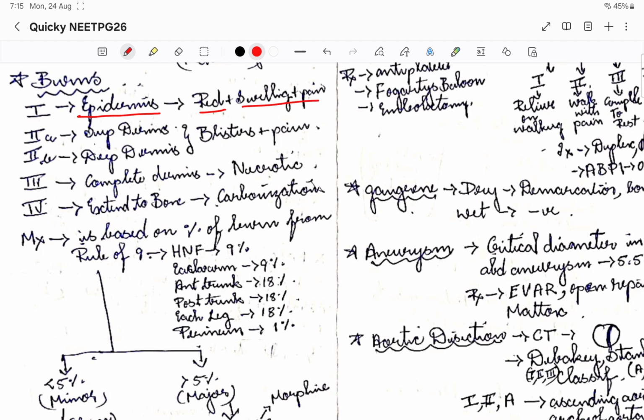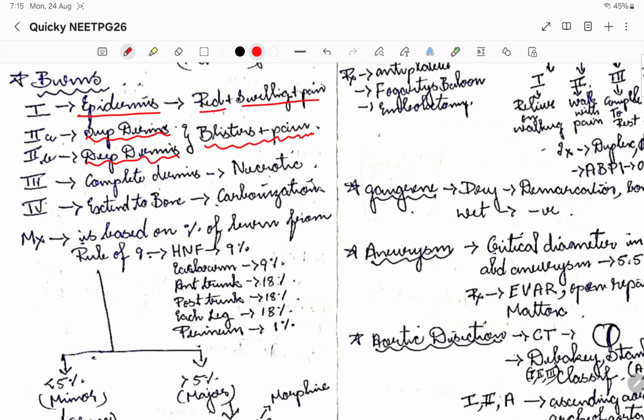first degree burn. Okay, then moving on to second degree burn, it is the superficial dermis and deep dermis that are involved. So it is quite a little larger than a first degree burn. It is going to present with blisters, and it is going to be painful.